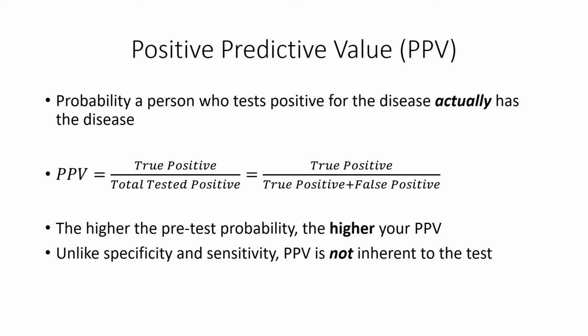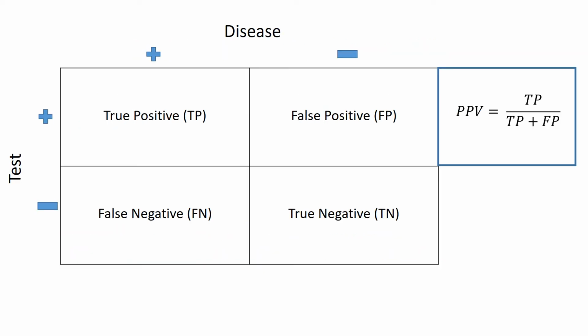Now all of this will go into more detail when you get an example. It should be a little clearer then. But looking back at our 2 by 2 table, our PPV is equal to our true positives divided by true positive plus false positive. So it's that first row.